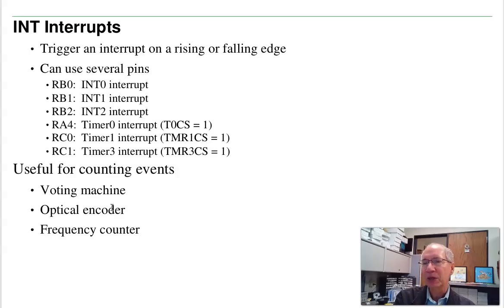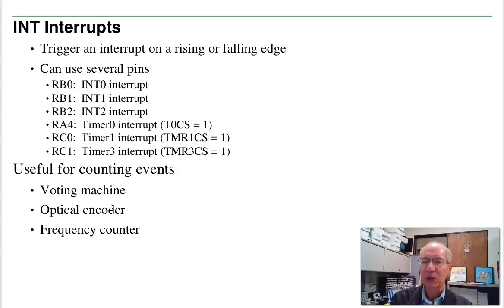Also have the timer interrupts. I can set those up for external events by changing the source select pin to 1. And timer 0 is triggered on port A pin 4, timer 1, port C pin 0, and timer 3, port C pin 1. What I can do with INT interrupts is every time an event happens, do something.